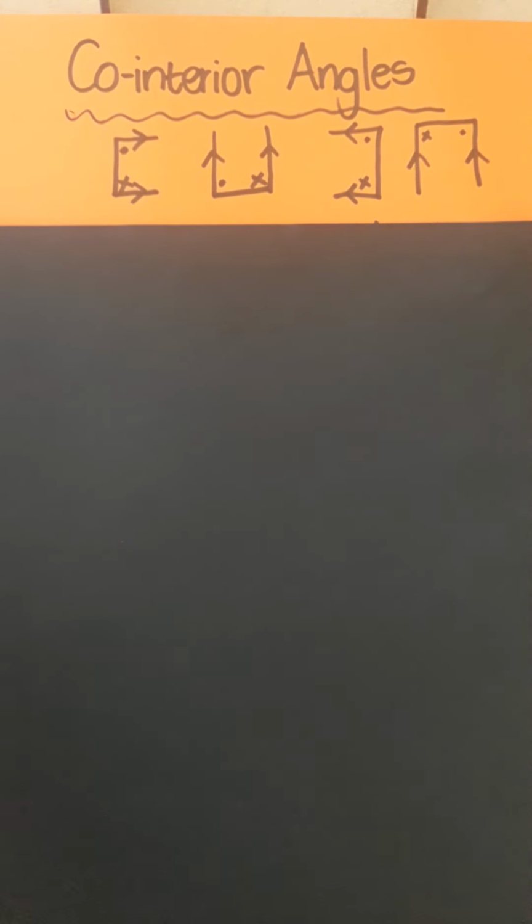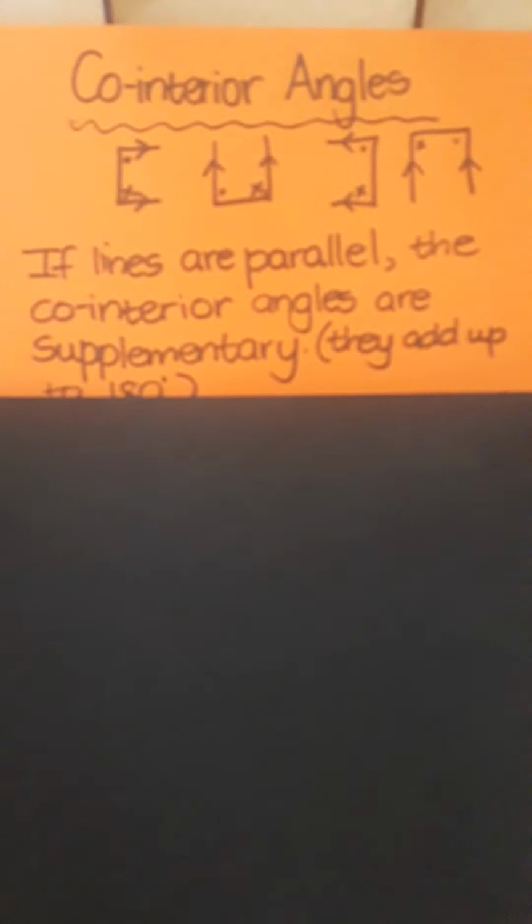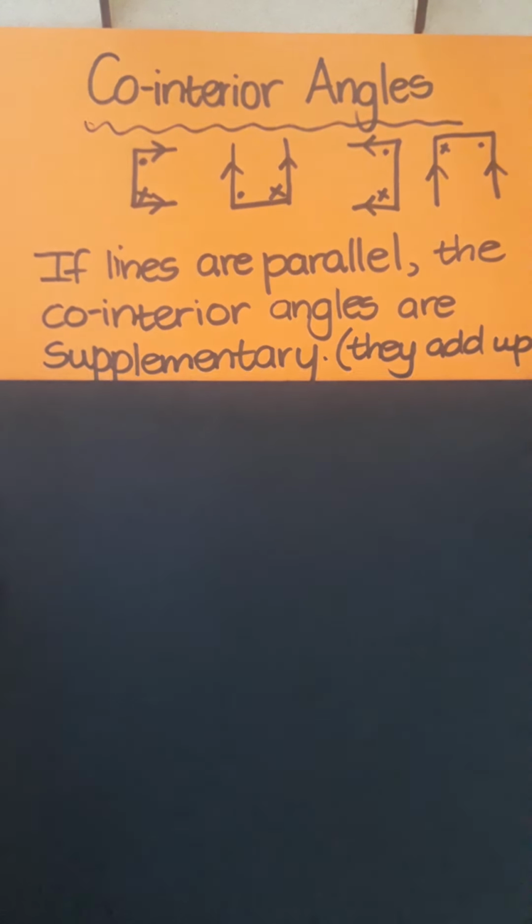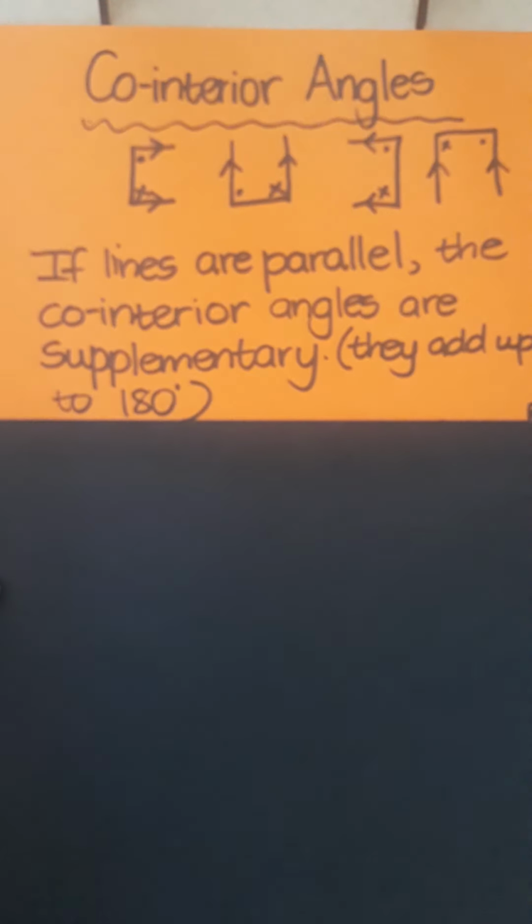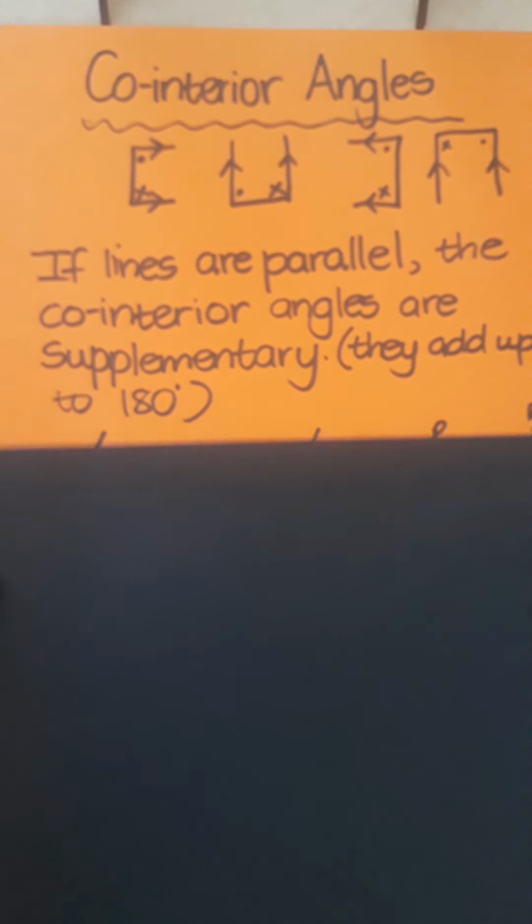They are not equal angles, but these angles add up to 180 degrees. They are known as supplementary angles. Okay? Only if the lines are parallel, the co-interior angles are supplementary, meaning that they add up to 180 degrees.